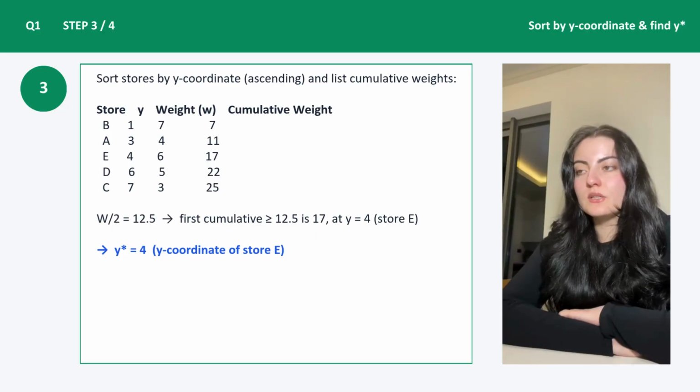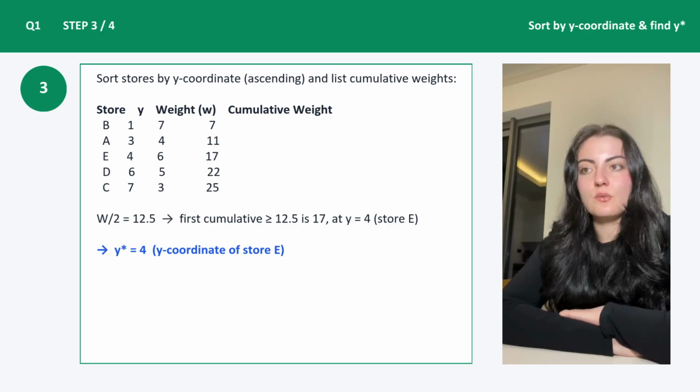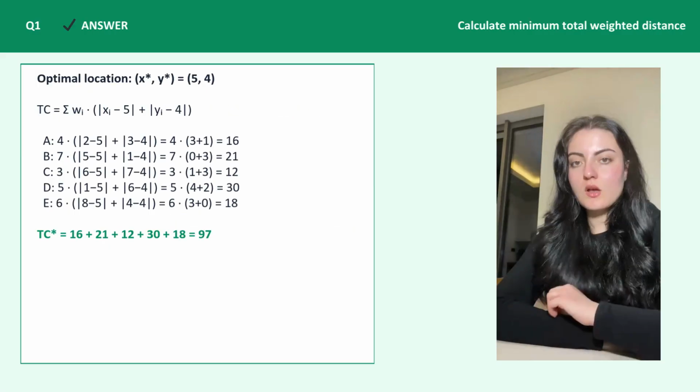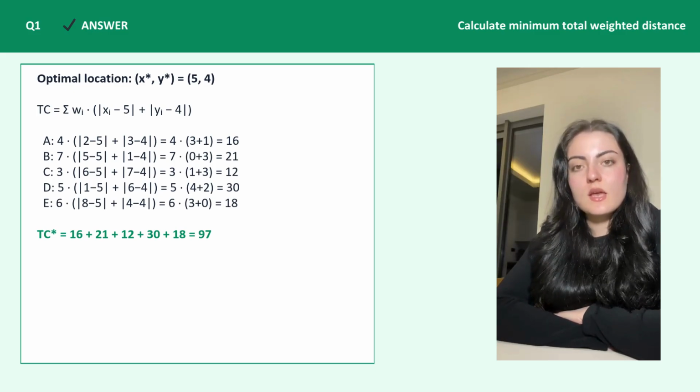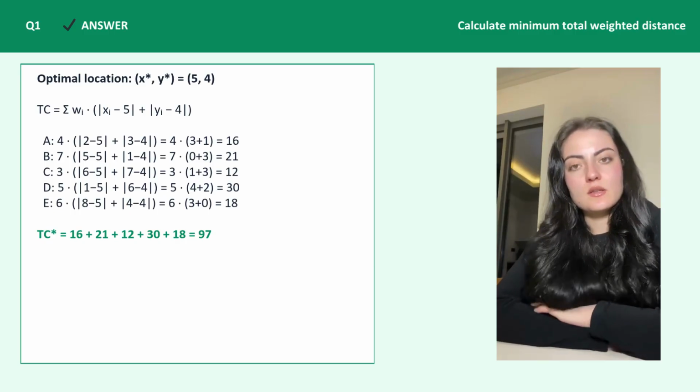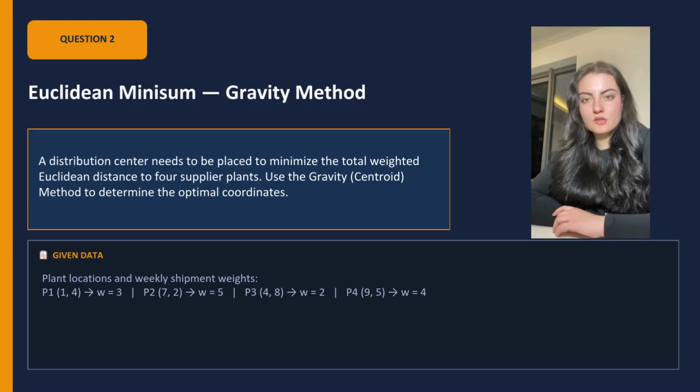At this point, we already know the best coordinates. The only thing left is to compute the total cost. On this slide, we calculate the total weighted rectilinear distance for the point 5, 4. For each store, we find its horizontal and vertical distance to the warehouse, add them, and multiply by the store's weight. After summing all stores, the minimum total cost is 97. So the final answer for question 1 is that the optimal warehouse location is 5, 4 with total minimum cost 97. Now let's move to question 2.